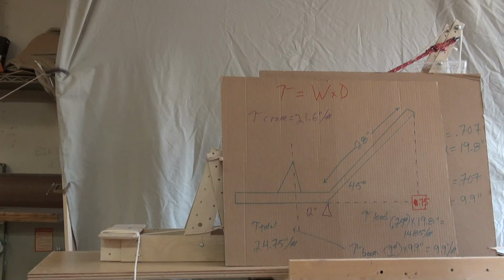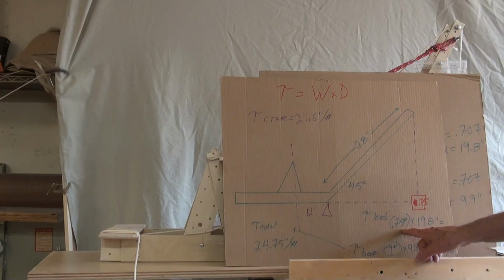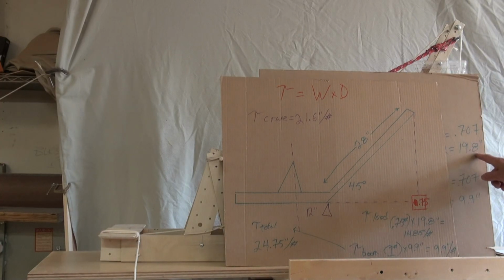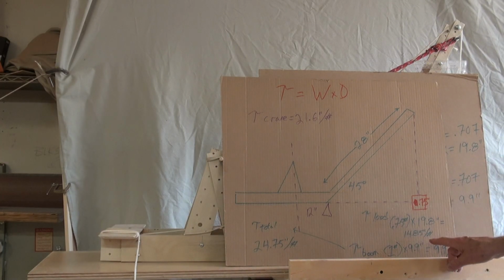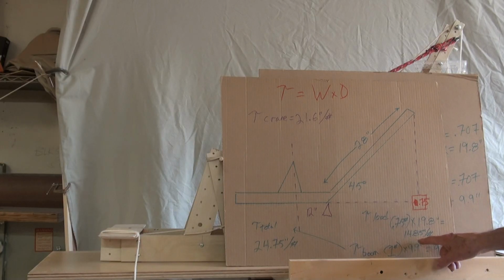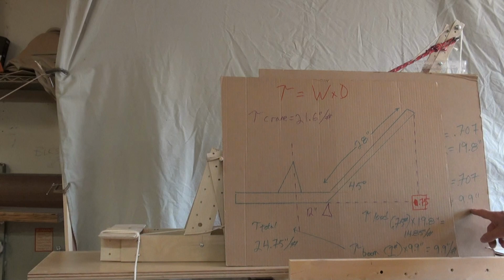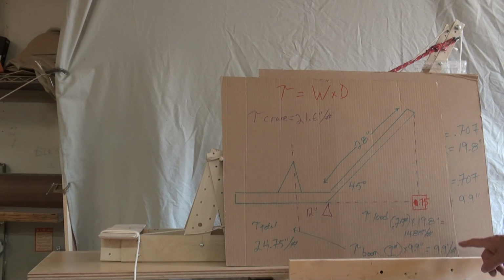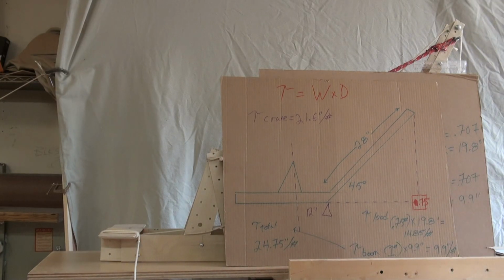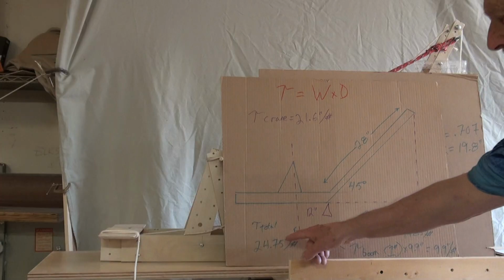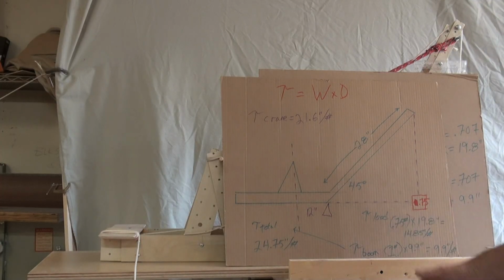So, the torque of the load, weight times distance. The weight, 0.75 pounds for the C-clamp. And we got the distance. Multiply the two, that's what you get. Torque of the boom was 1 pound. That's the distance, 9.9 inches. So we get 9.9 inch-pounds. Add these two together, 24.75 inch-pounds of torque. This is greater than this, so it tips over.